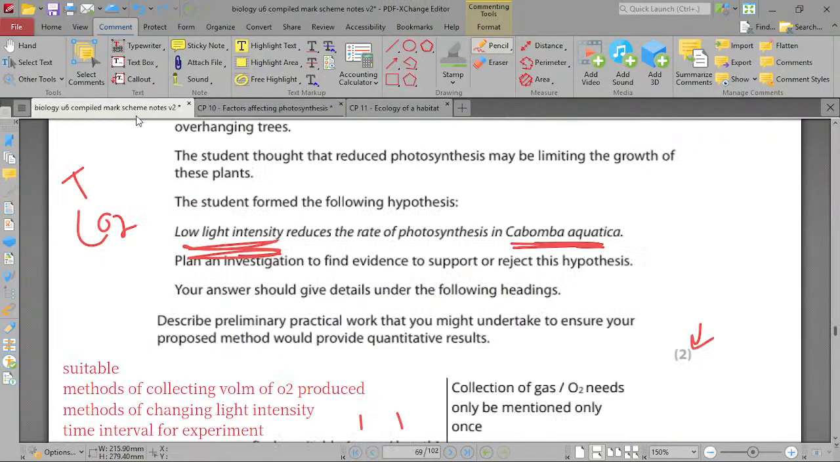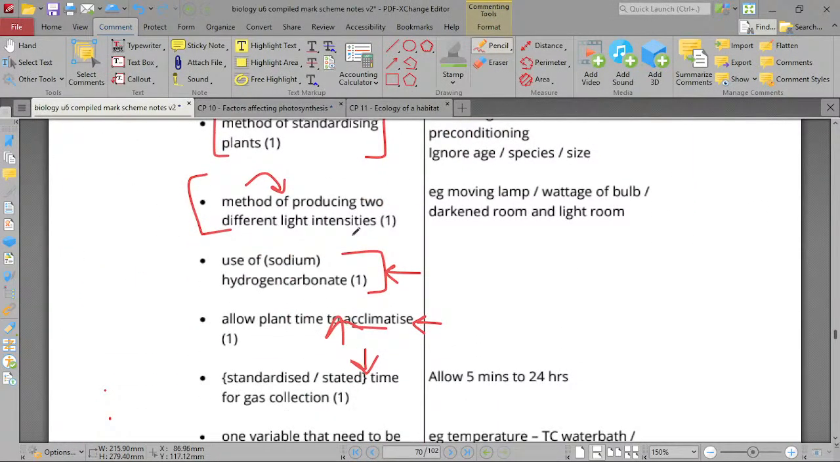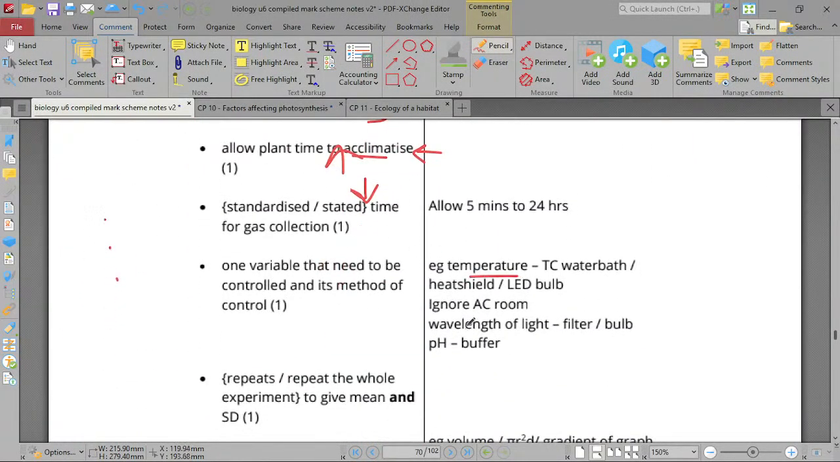Light wavelength, right? So those things have to be controlled: temperature, wavelength of light, pH. So for temperature, we're going to be using a thermostatic control water bath or something. And we can control the wavelength of light by using a filter.